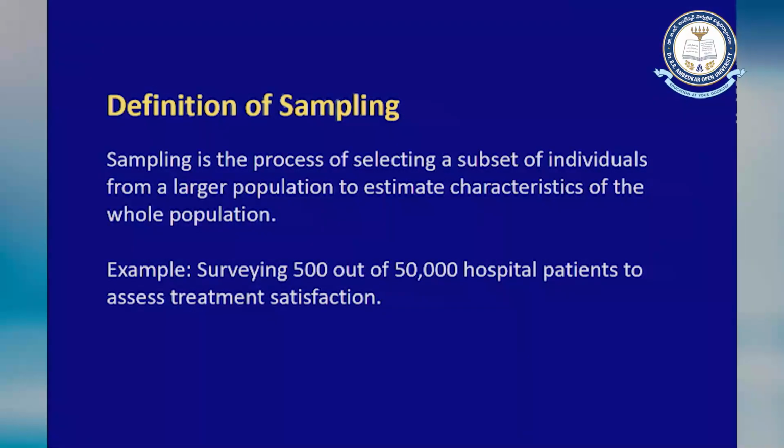For example, let us look at, you are collecting the sample of 500 patients, whereas the hospital has some 50,000 patients, and this is also going to help you to assess the patient satisfaction. So what is this 500 and what is 50,000? 50,000 is the whole population, whereas 500 is nothing but the sample. I hope that makes a lot of sense to you.